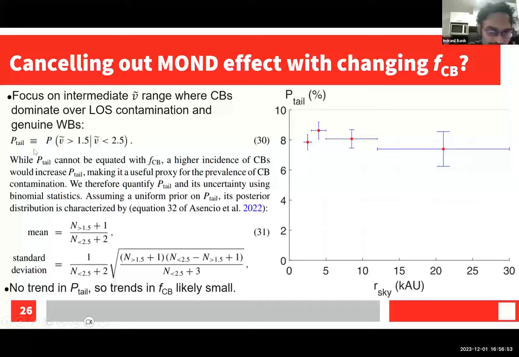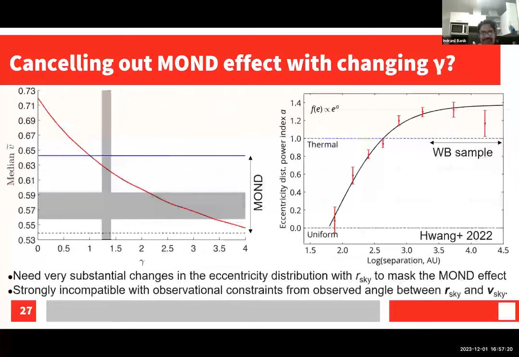So if we quantify this p-tail using simple binomial statistics, using the number counts in this manner, then you get p-tail and its uncertainty in four, which we've done in the same four different R-sky bins we had earlier. There's no trend, so it's very unlikely that significant trends in this will somehow precisely cancel out the MOND effect. So it doesn't make too much sense.